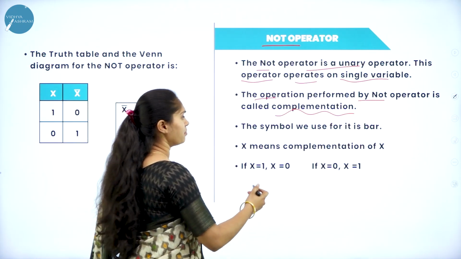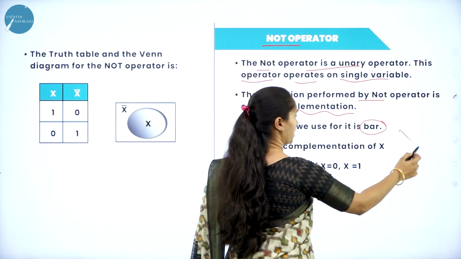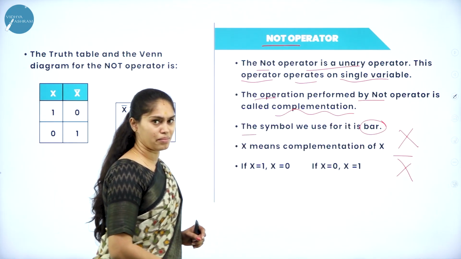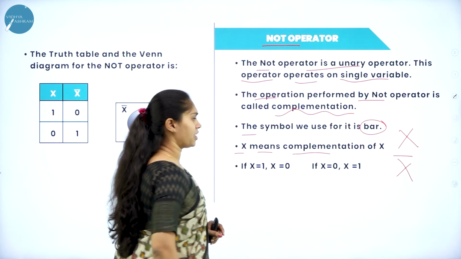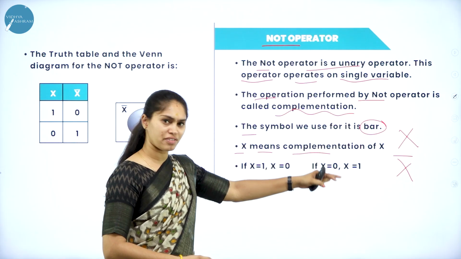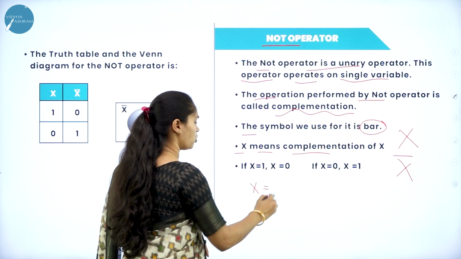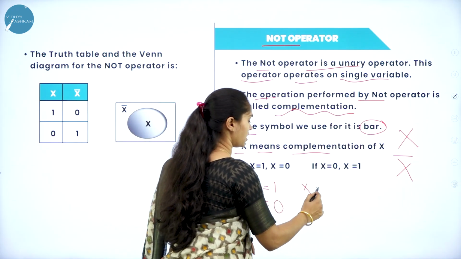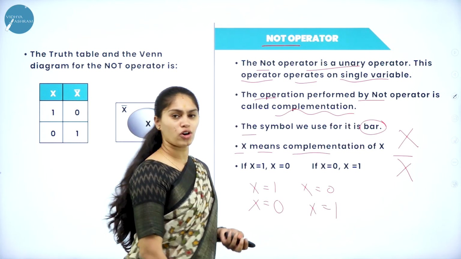The symbol that we use for this NOT gate is a bar. For example, if my input is x, then the output will be x bar, or x complement. That you have to understand here. So x bar means complementation of x. If x is my input, x bar, the complementation of x, will be the output. So if x is equal to 1, then the output x bar becomes 0. This is how the NOT operator works.